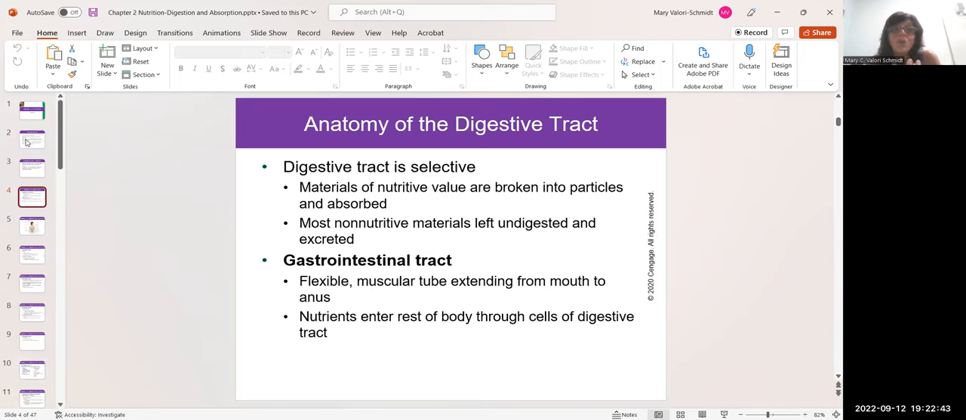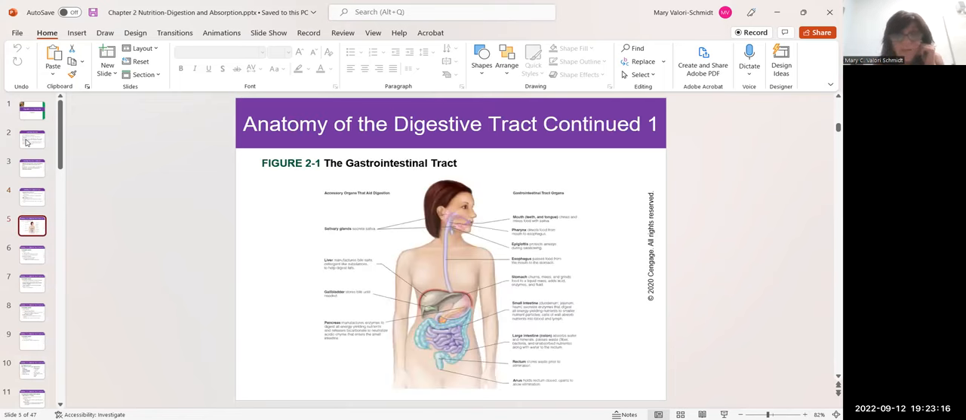So your digestive tract is selective. Things that are nutritional to you are broken into particles and they get absorbed. Things that are not nutritious or that you don't need are left undigested and they're excreted, right, in the form of feces. And your GI tract is basically this big, flexible, muscular tube that really goes from your mouth to Uranus. And I laugh every time I say Uranus, and I'm just going to do that till the day I die because I find the word funny. And nutrients enter the rest of the body through cells. It's actually through the walls of the digestive tract, which is pretty amazing.